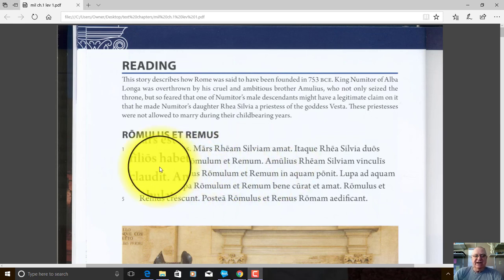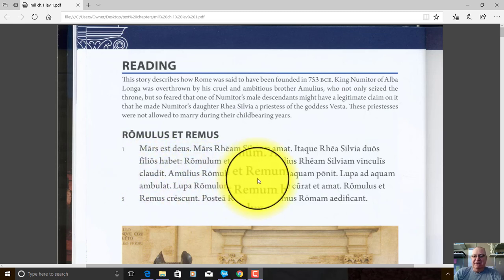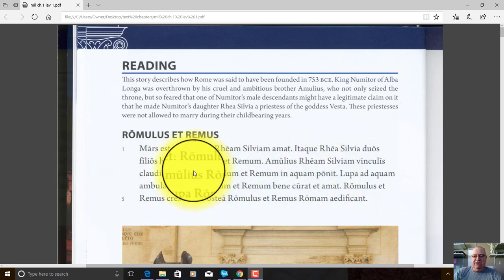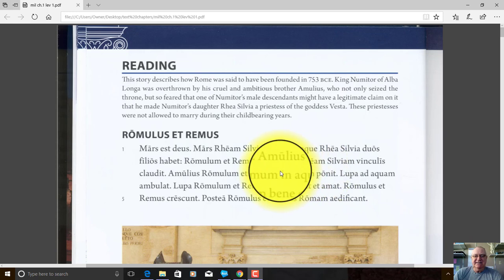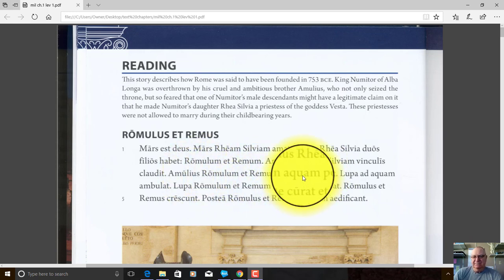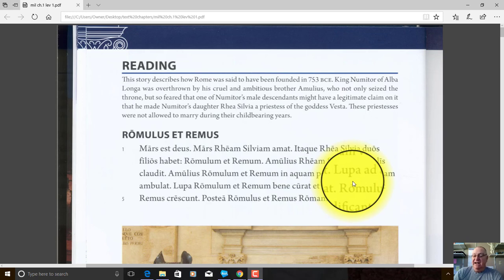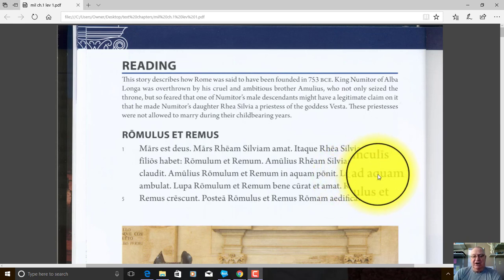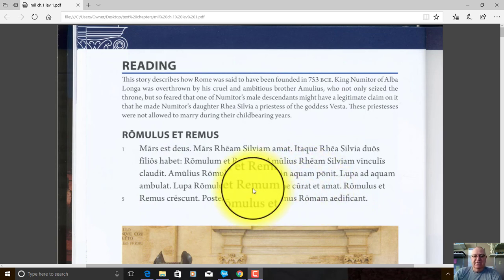Amulius shuts up Rhea Silvia in chains. Amulius Romulum et Remum in aquam ponit. Amulius places Romulus and Remus into the water. Excuse me, prepositional phrase here. The she-wolf, Lupa, is the subject of the sentence, nominative case, and walks up to the water. The she-wolf cares for and loves Romulus and Remus.